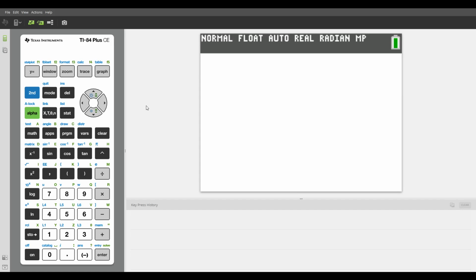Hey everyone, Professor Adjuvant here, and in this video I want to show you how to utilize your calculator to find x-intercepts. Okay, so on the left of the screen you can see the calculator here, so you can follow along and see what buttons I'm pressing.